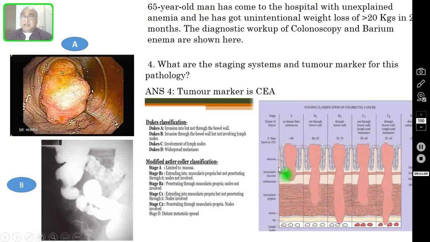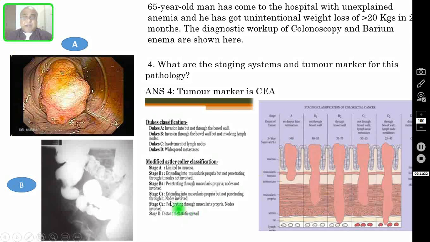This is stage A. This is stage B1. It is penetrating but no node involvement. Whereas B2 is penetrating through the muscularis propria. See, it is not only penetrating, it has come out of the muscularis propria, and here also, nodes are not involved.